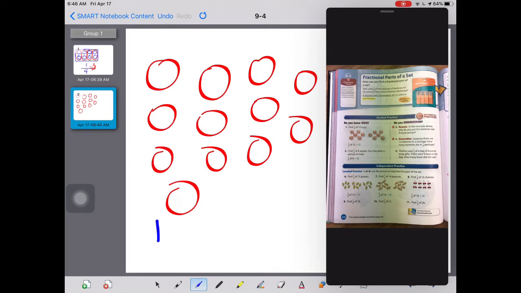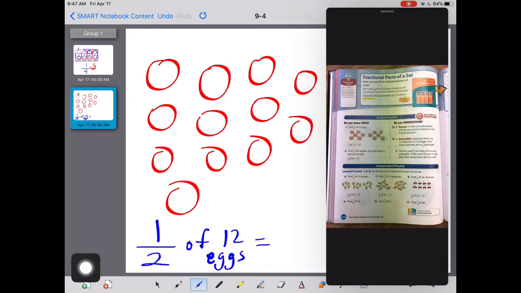Once again, I see that fraction 1/2 of 12 eggs. There's that denominator, 2. I've got 12 eggs. So there's no way that this denominator represents the total amount of eggs. So I have to take a look and say, all right, now we're talking groups here. So let me take the whole 12 and let's divide that up into 2 groups.